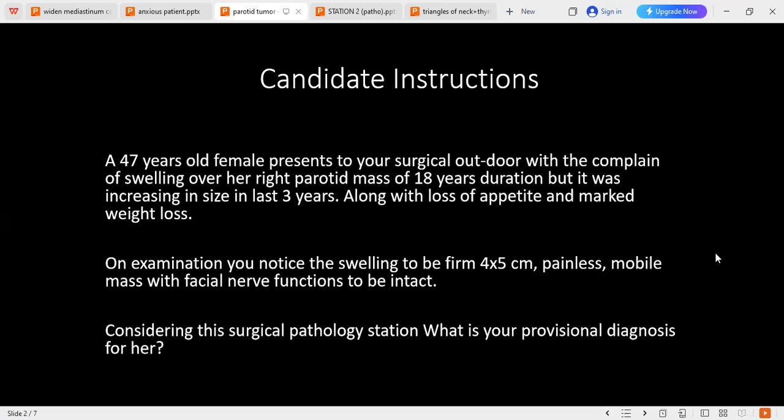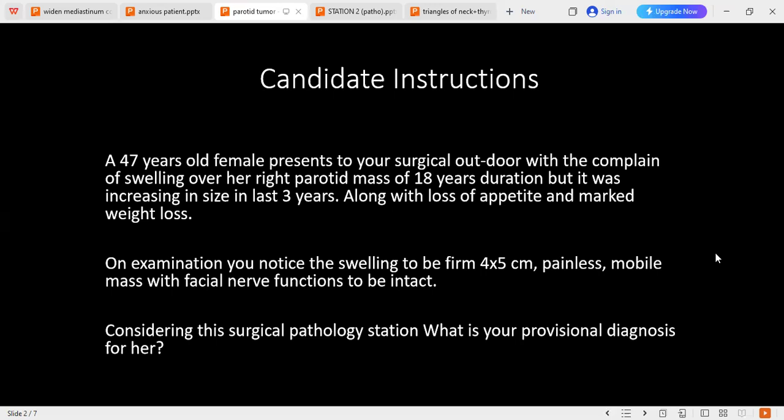What is pleomorphic? It's the remarkable histological diversity. It's a benign tumor having the mixed ductal epithelial and myoepithelial cells and showing the epithelial and mesenchymal differentiation. What is adenoma? Adenoma is the tumor of the glandular cell.